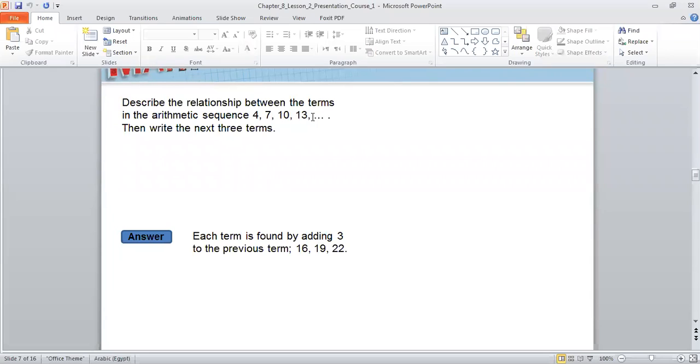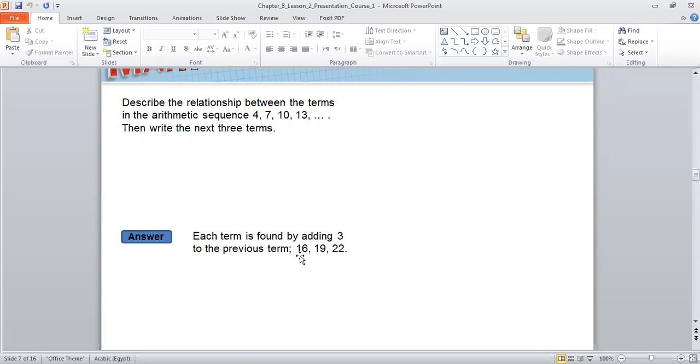So 4 becomes 7, I add 3. 7 becomes 10, I add 3. 10 becomes 13, I add 3. What is the next? I add 3. So the relation here, I need to add 3 to find the next. So 13 plus 3 equals what? 13 plus 3 gives me 16. So the next term will be 16.